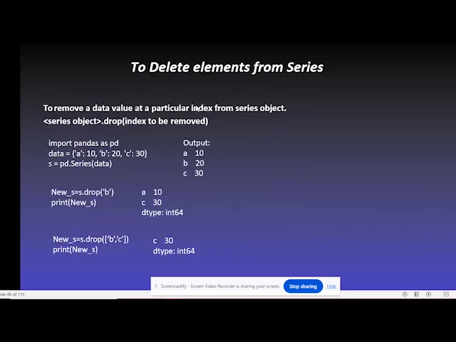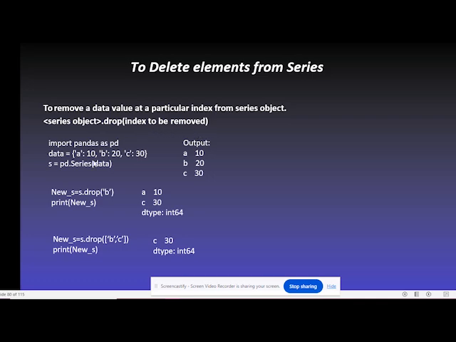Next is how to delete elements from series. To remove a data value at a particular index from series object, we use the drop function. Which is the function? Drop. How to use the function? Series name dot drop. Then you pass the index. Which index we need to remove? Which value we need to remove? That index you have to pass.